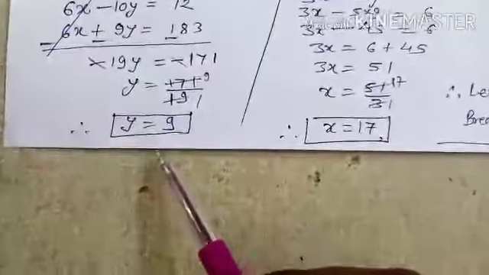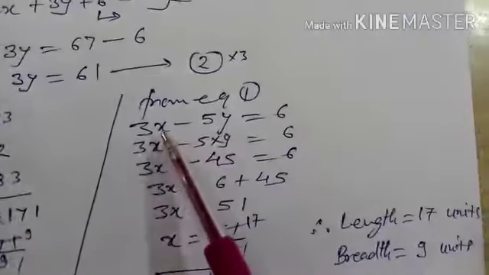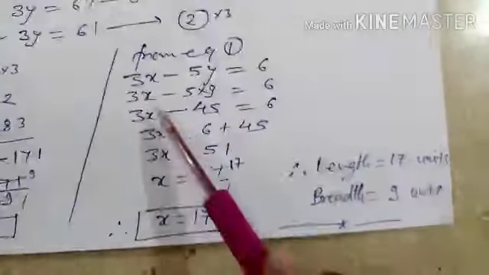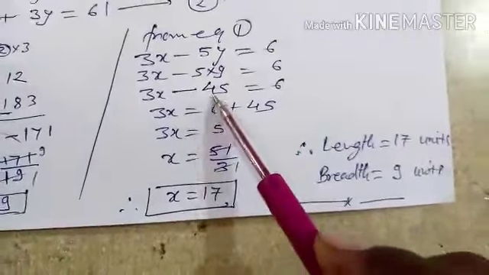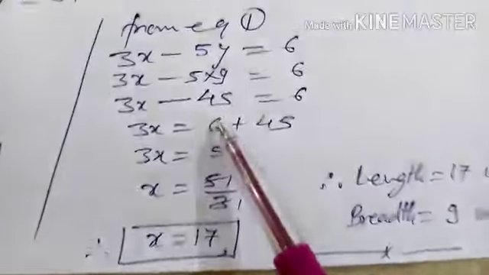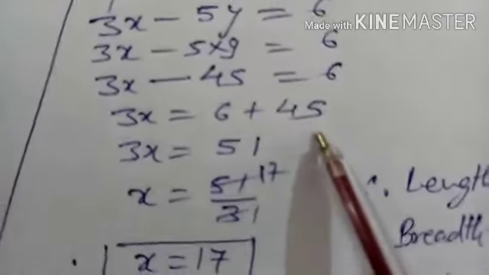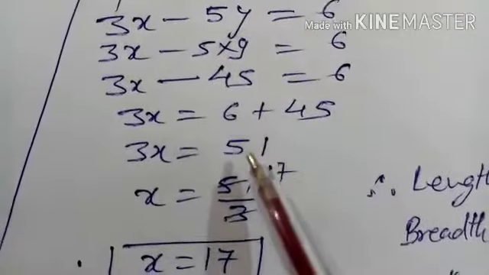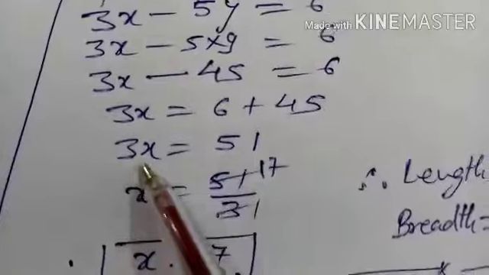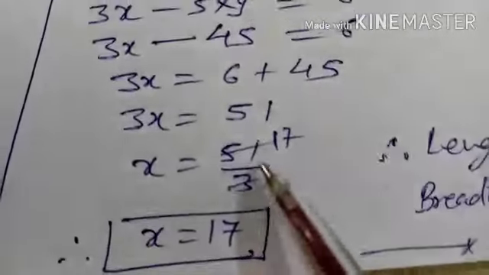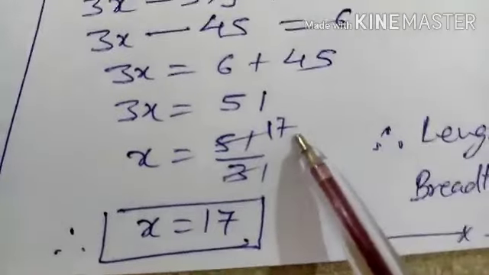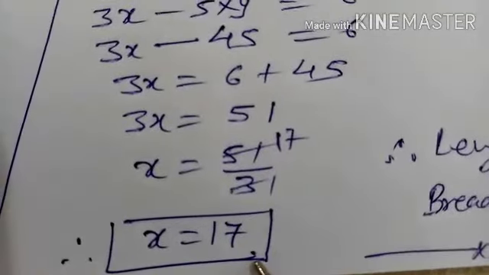Put this value in equation number 1. So 3x minus 5y equals 6. In place of y, write 9. 9 into 5 is 45. And this minus 45 transfers to the right side, so it will be plus 45. 45 plus 6 is 51. 3x equals 51, so x equals 51 upon 3. Once again this cancels out, only 17 remaining, so x equals 17.